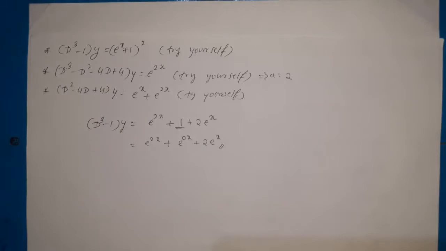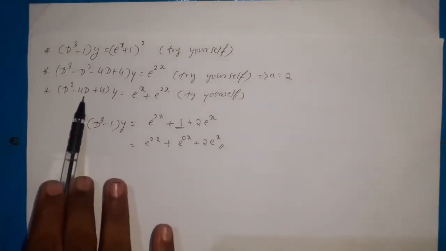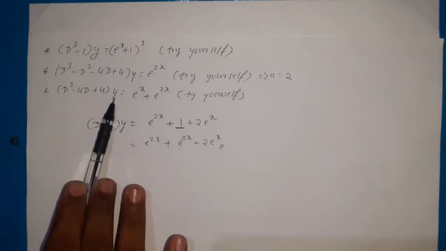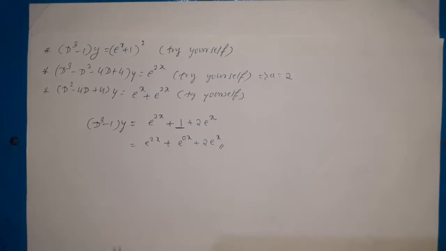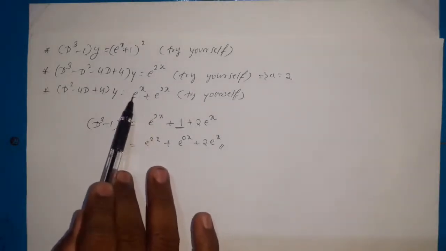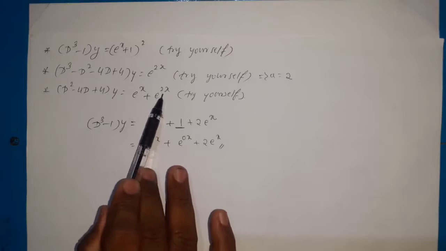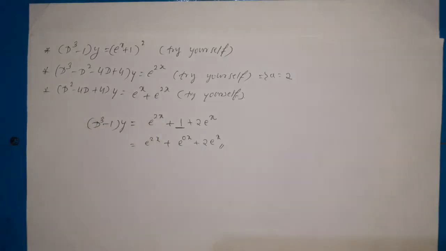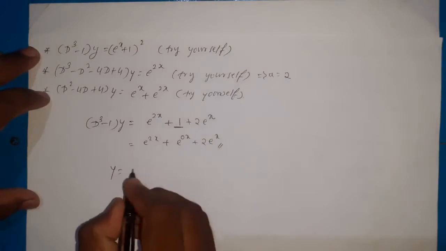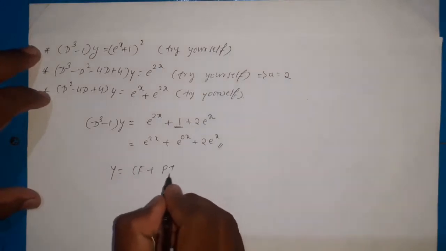Next, the last one is D square minus 4D plus 4 into y is equal to e power x plus e power 2x. So here we have 2 functions. For the first function a is equal to 1 and for the second function a is equal to 2, and this is a quadratic equation which is very easy to solve. Then find the roots, complementary function, then particular integral, and don't forget to write the complete solution. Y is equal to complementary function plus particular integral.